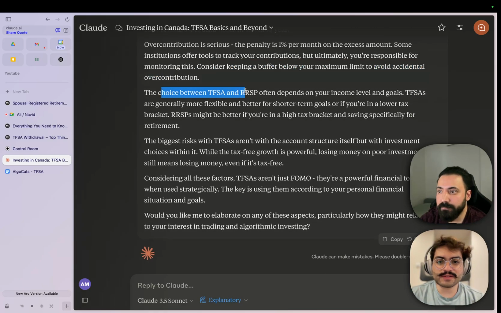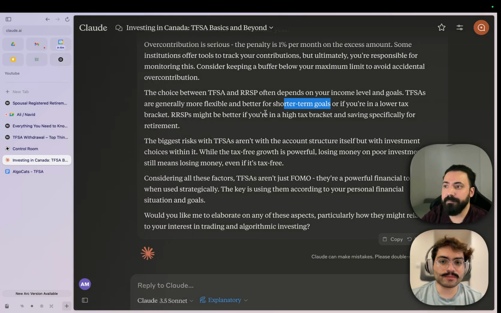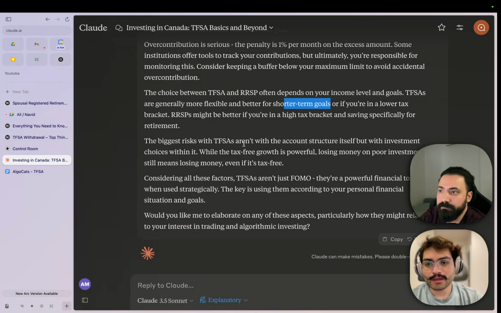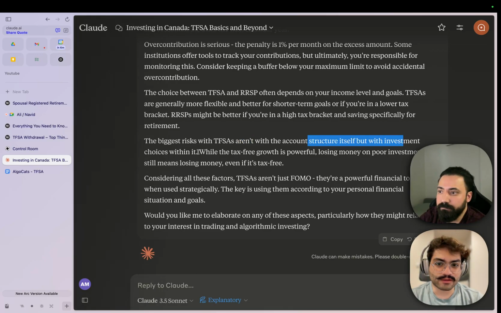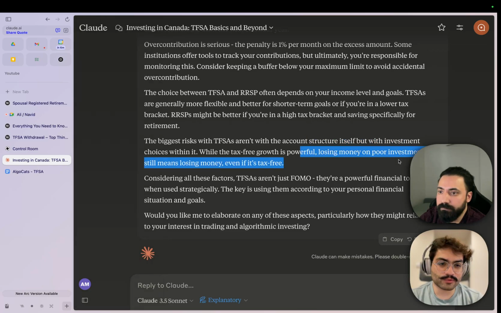So the choice between TFSA and RRSP depends on your income level and goals. TFSAs are generally more flexible, better for short-term goals, and if you're in a lower tax bracket. RRSP might be better if you're in a high tax bracket and saving, especially for retirement. The biggest risk with TFSAs isn't the account structure itself, but the investment choices within it. While the tax-free growth is powerful, losing money on poor investments still means losing money, even if it's tax-free.